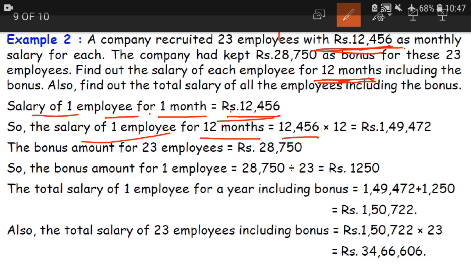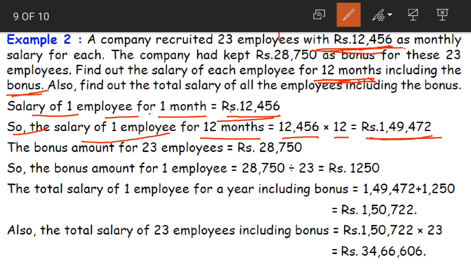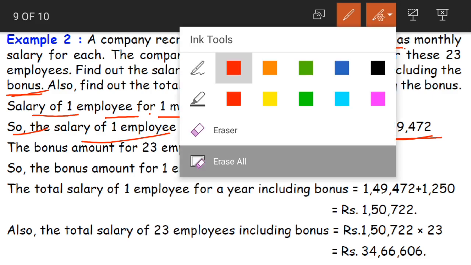12,456 into 12. Now when we multiply, we have already done multiplications, right, children? So I am not showing the multiplication part here again. The answer becomes rupees 1,49,472. Now what is this? This is the salary of an employee for 12 months. But we need to find out the salary including the bonus.